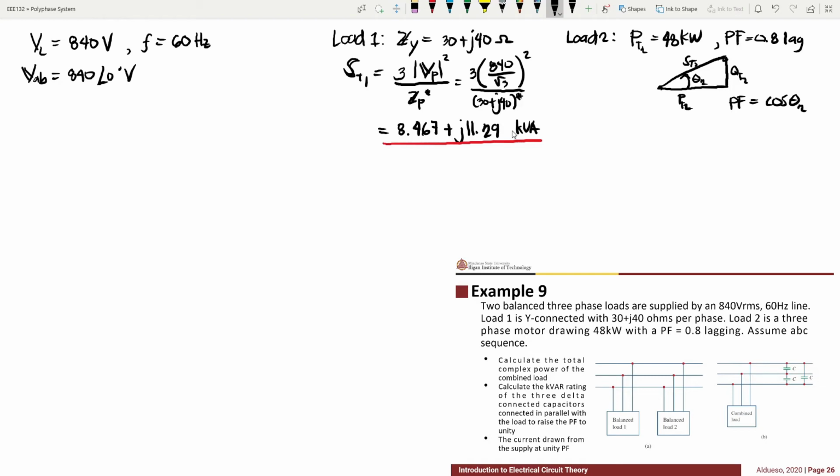So we can use tangent of theta 2 to solve for Q_T2. Tangent of theta 2 is equivalent to Q_T2 over P_T2. We have Q_T2 equivalent to 36 kVAR. We have the total complex power for load 2, 48 plus j36 kVA.